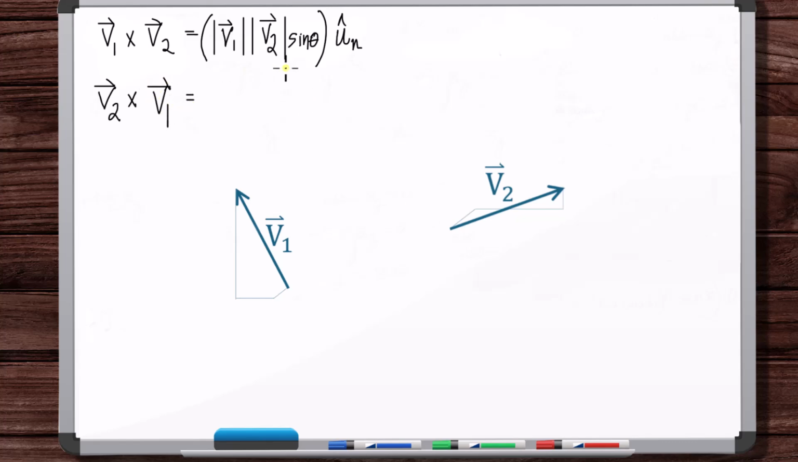You're going to get the exact same magnitude because this is commutative. You could switch these and sine theta, the order doesn't matter. So the magnitude is the same, but the only difference is you're just going to flip the sense of U hat n. You can multiply this by -1. That's the only difference, but still, that's a difference. So V2 cross V1 is equal to minus V1 cross V2. You're just flipping the vector.